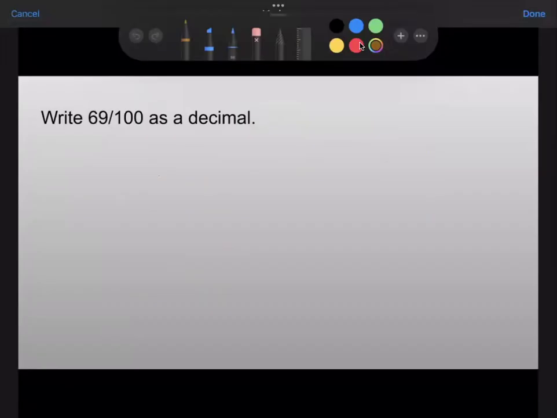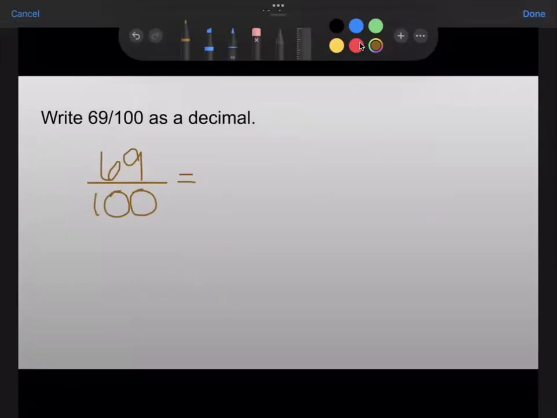Okay, here's our next one. We're going to rewrite the fraction 69 over 100 as a decimal. So I'm going to go ahead and rewrite that with the 69 on top as the numerator and the 100 at the bottom as the denominator. Since this already has a denominator of 100, I think the best method to use would be to go ahead and place it based on the place value.